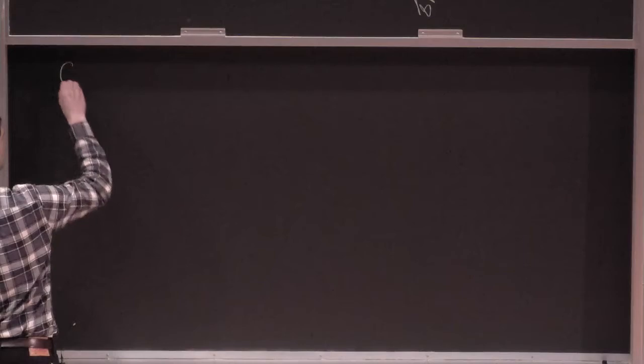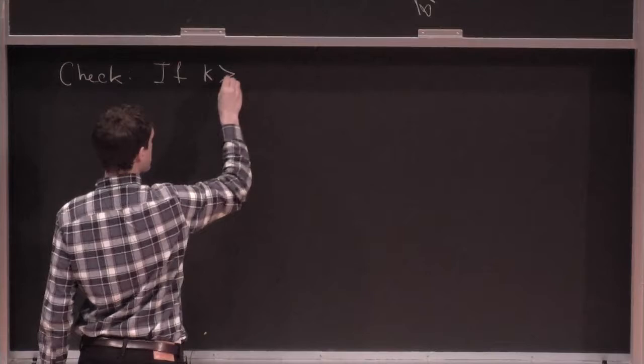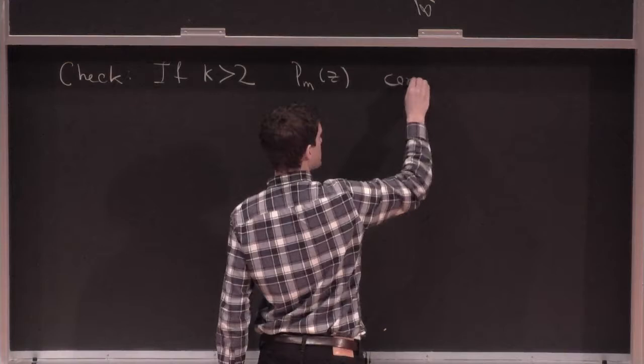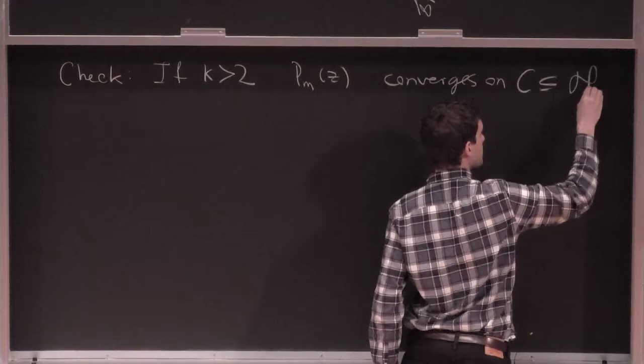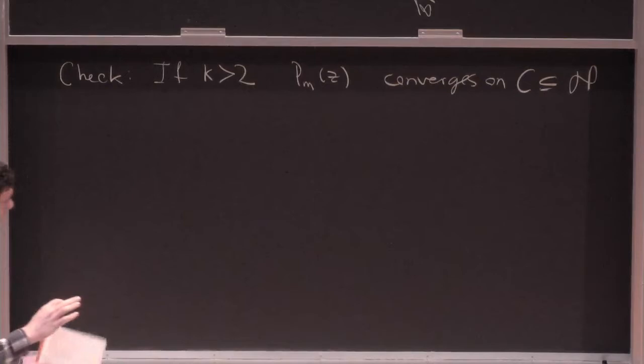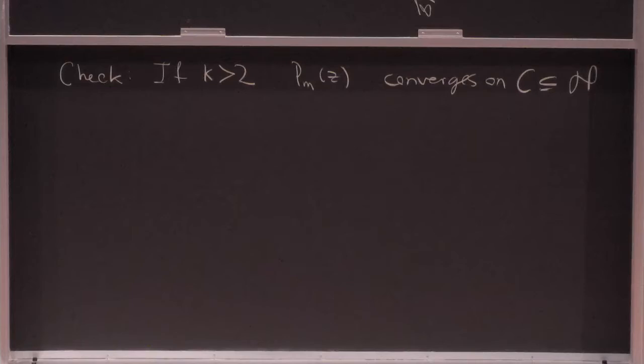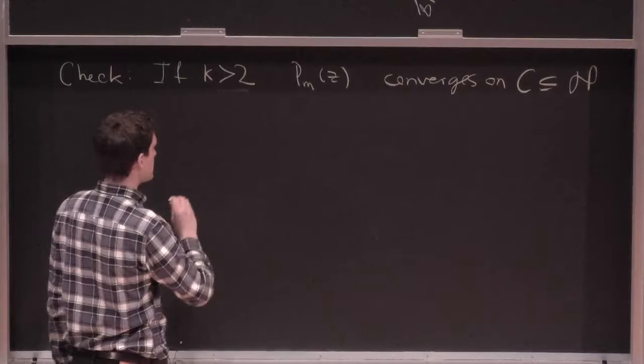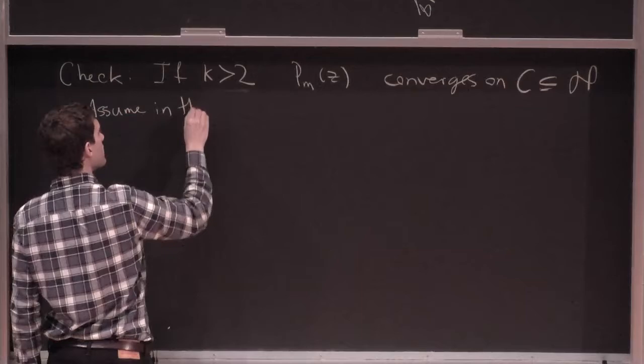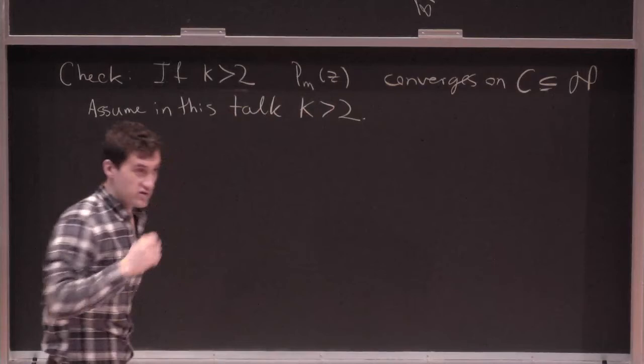Okay, so maybe we can check that if k is strictly bigger than 2, then P_m(z) converges on compact subsets of the upper half plane absolutely and uniformly. So the proof I'm going to give actually works when the weight is strictly bigger than 2, but the Petersson formula here is still valid by a modified proof in the case k equals 2. So we'll assume in this lecture k is strictly bigger than 2, but this can all be made to work for k equals 2 also.